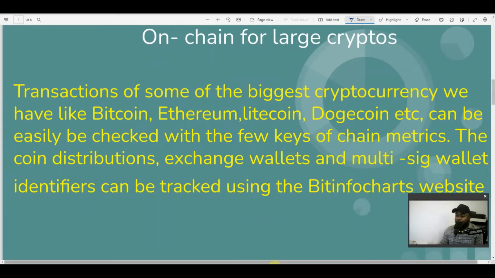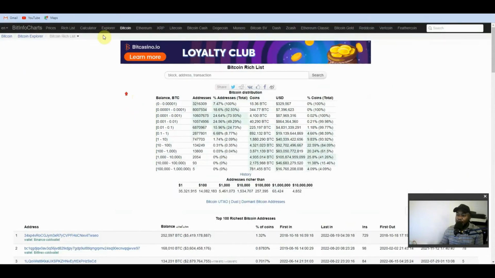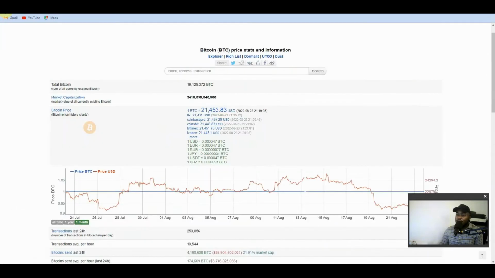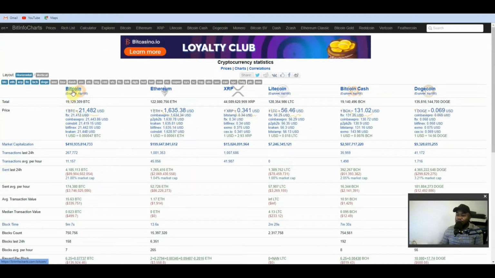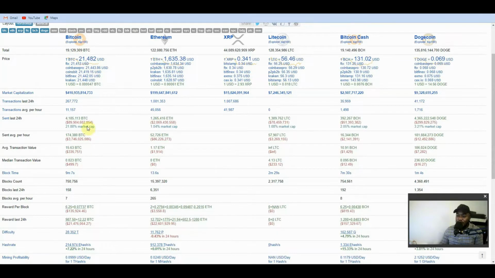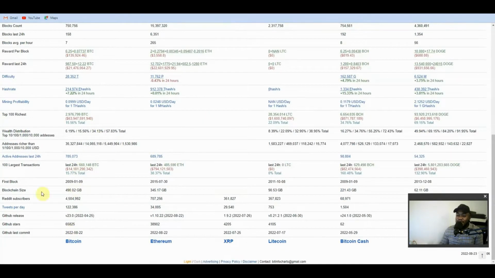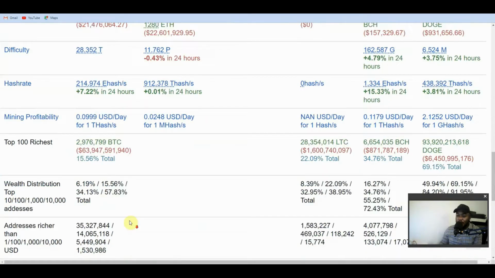So right now, here is the Bitinfocharts website, and if you first log in here, one of the first things that you are going to see is this, and you are going to see Bitcoin. Now all these things are showing the transactions that are going on in real time on Bitcoin. Now if you look below here, you can see the first block.